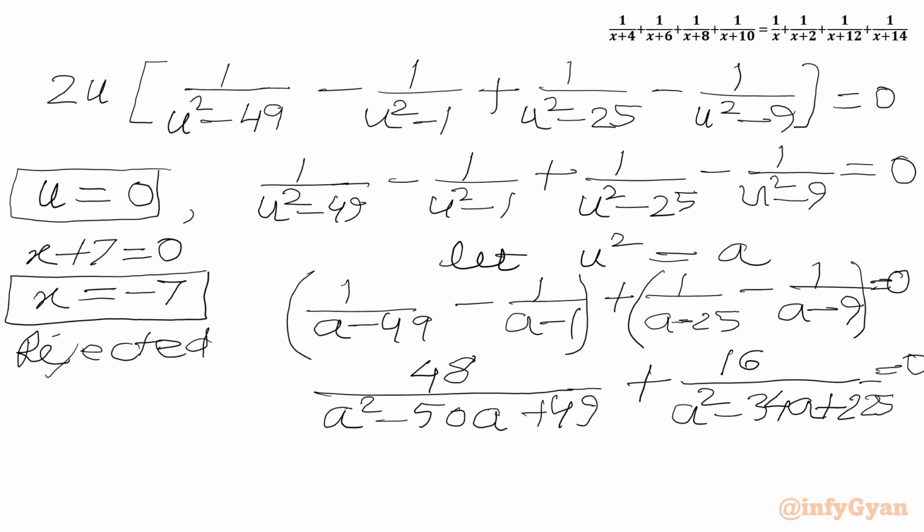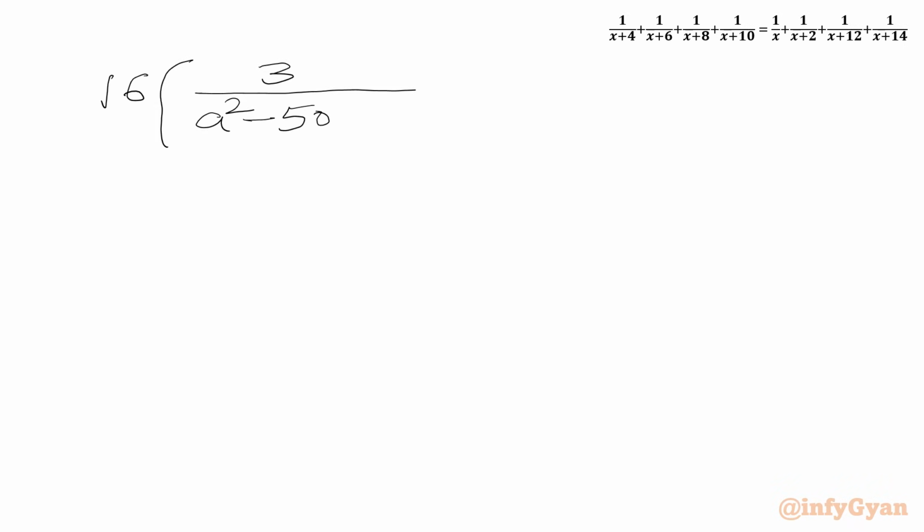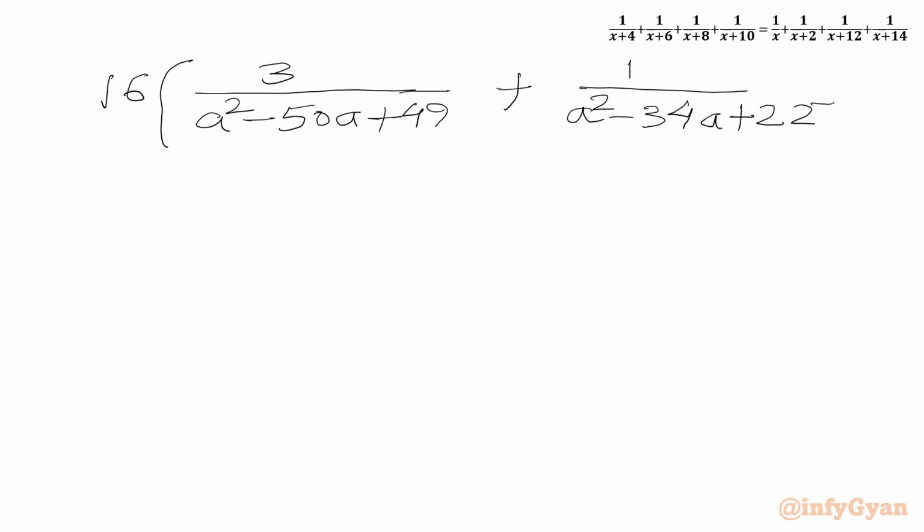Now we can take 16 common from the numerator. So we can write our equation. 16 is common, so we'll be writing here 16 common. In the bracket, we'll write 3 over a square minus 50a plus 49, plus 1 over a square minus 34a plus 225, equal to 0.